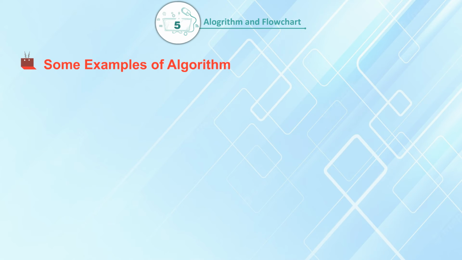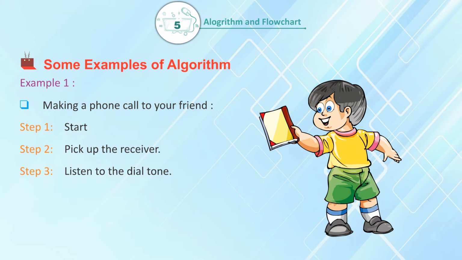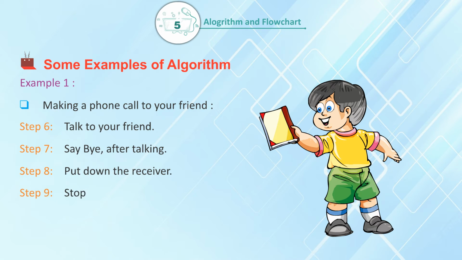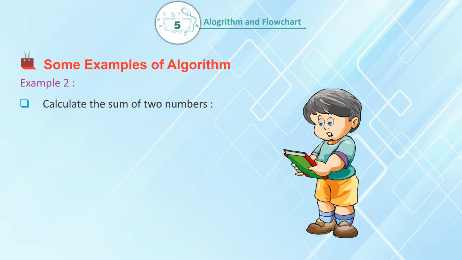Some examples of algorithm. Example 1. Making a phone call to your friend. Step 1. Start. Step 2. Pick up the receiver. Step 3. Listen to the dial tone. Step 4. Dial a phone number. Step 5. Say hello. Step 6. Talk to your friend. Step 7. Say bye after talking. Step 8. Put down the receiver. Step 9. Stop.